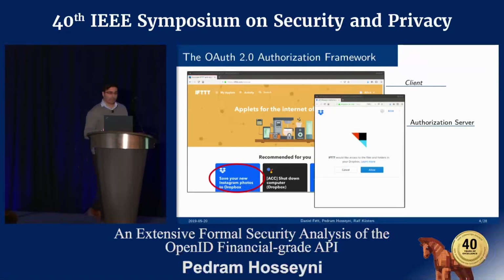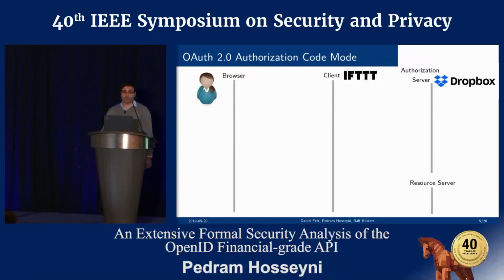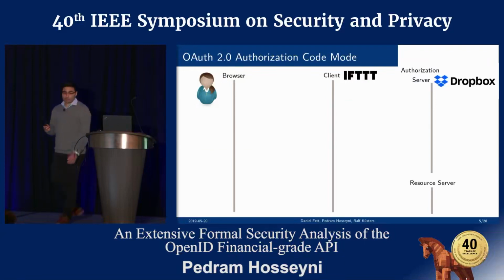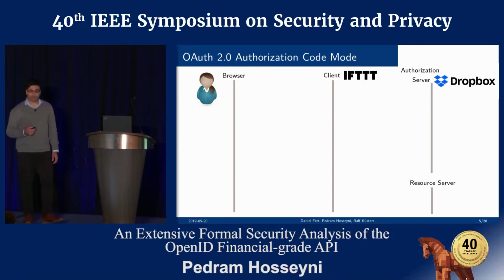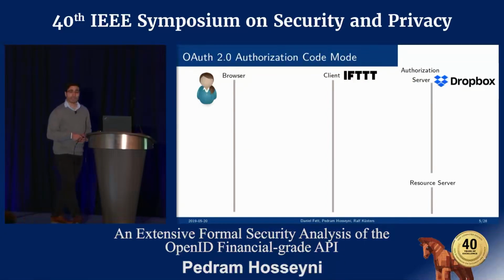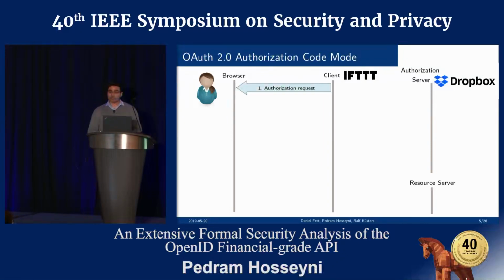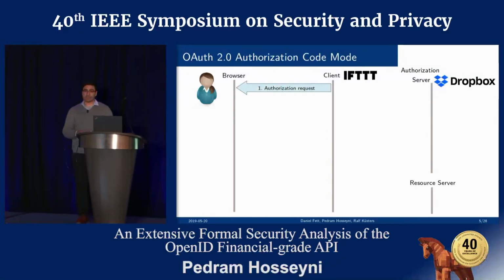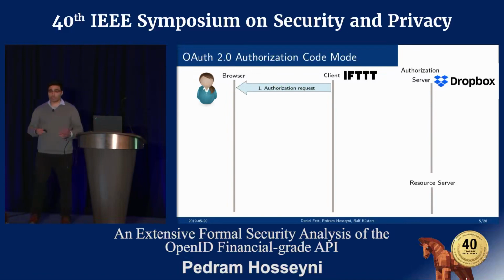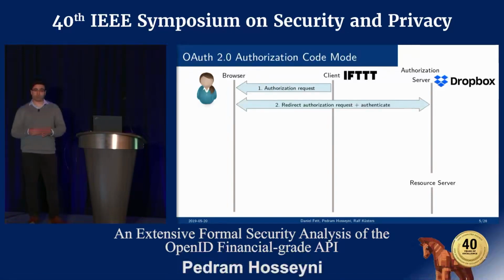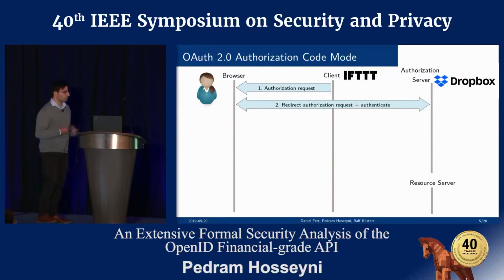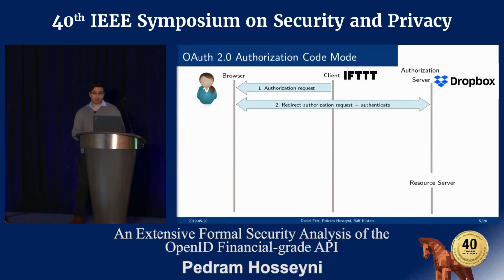Now in the background, the following happens. We have the browser, which Alice is using. Then we have the client, for example, If This Then That. And we have the authorization server, for example, Dropbox. The flow is started at the client by sending the so-called authorization request, which is redirected by the browser to the authorization server. And here Alice logs in.